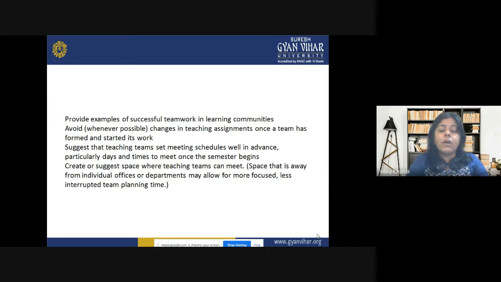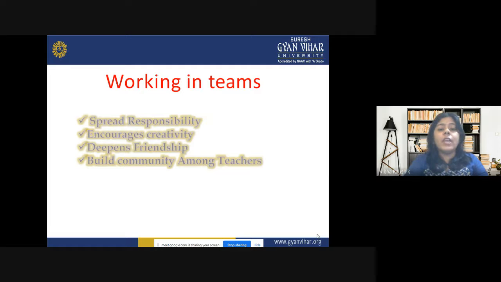Now, a place should be there where the team teaching members can meet and plan, and it should be away from the individual departments. Then only a perfect plan can be made, and it will require less time to prepare for the team teaching. Now, working in teams spreads responsibility among the members, encourages creativity, deepens friendship among the faculty members, and builds community among the teachers.